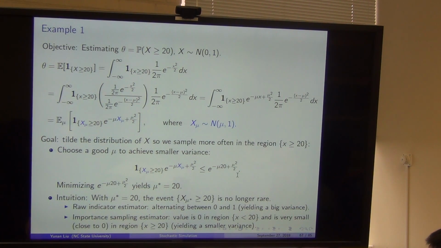The left hand side is a random variable because it's a function of a random variable, and the right hand side is just a deterministic function. The left hand side is always less than or equal to the right hand side. It doesn't matter what value x mu is.